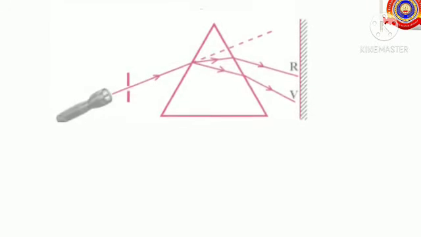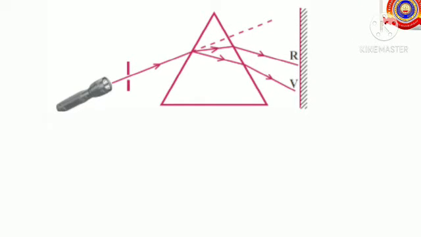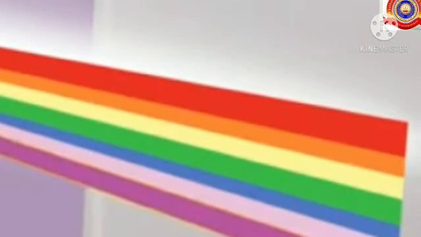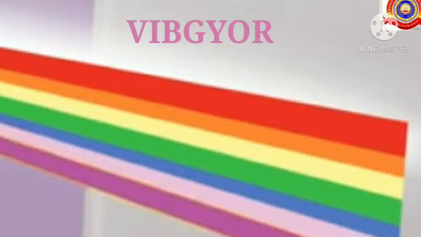Is it the sunlight alone that gets split up into component colors? Let's examine. Here you can see a torch light and it is allowed to fall on a prism. When the beam of light from the torch falls obliquely on the prism, it forms the 7 colors, that is VIBGYOR. Aren't these colors the same as the component colors obtained from the sunlight? Yes, it is the same. So, in torchlight also, the phenomenon of dispersion happens. This regular array of colors formed by dispersion is the visible spectrum.